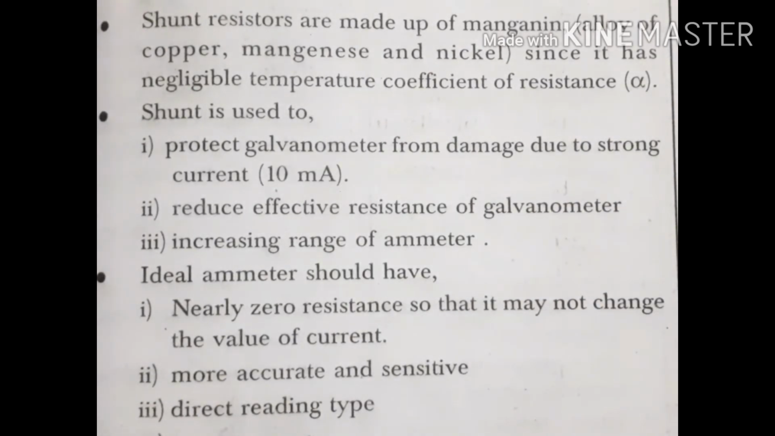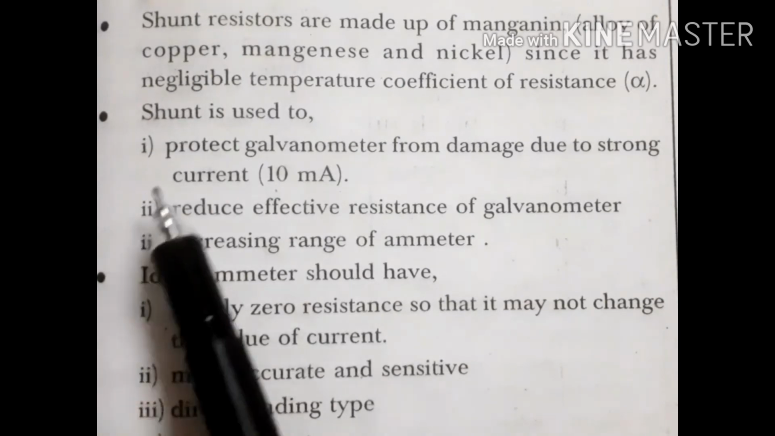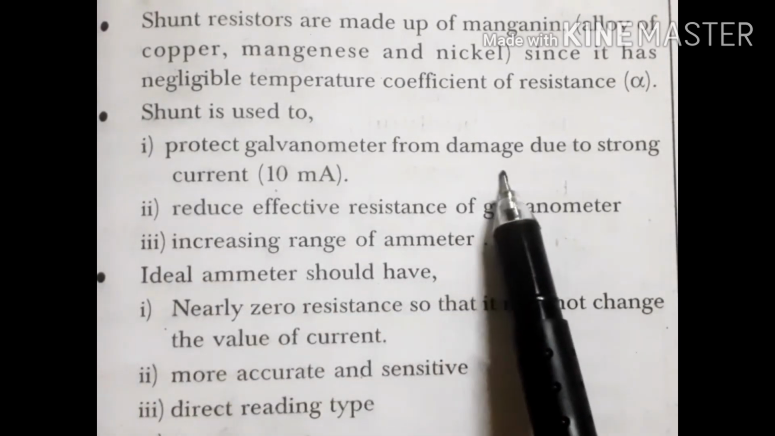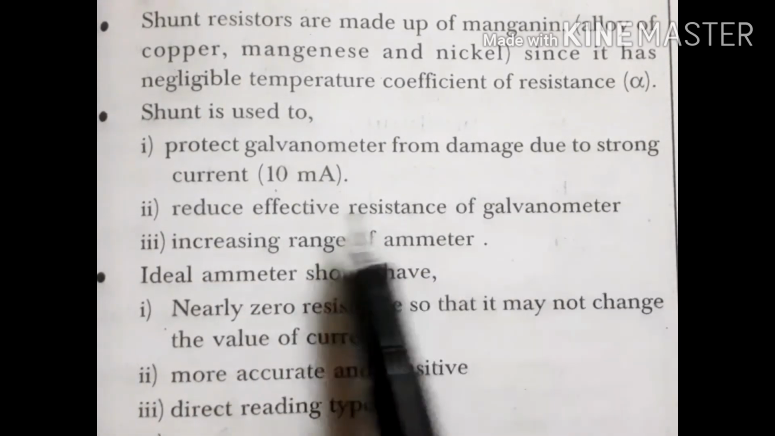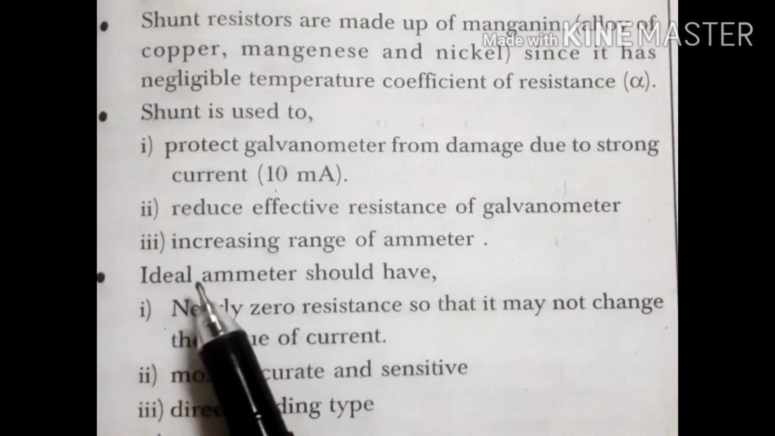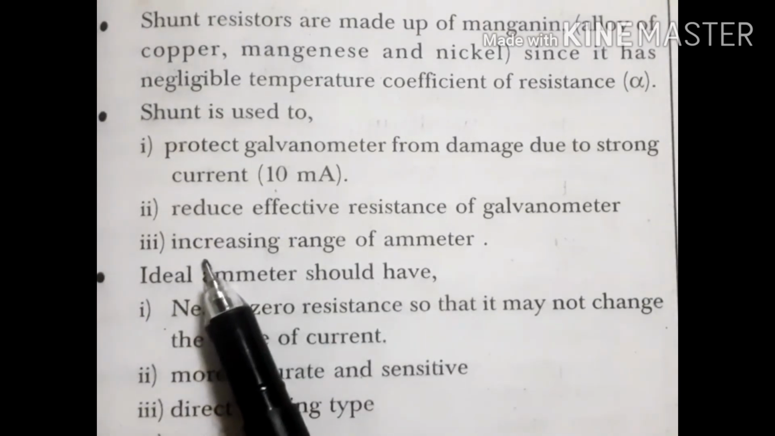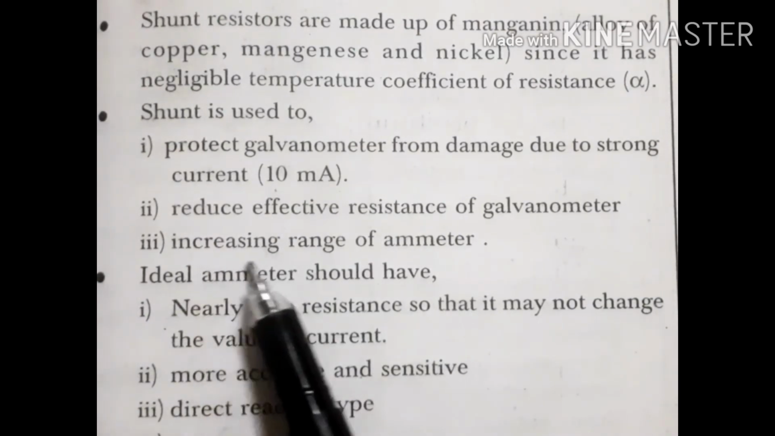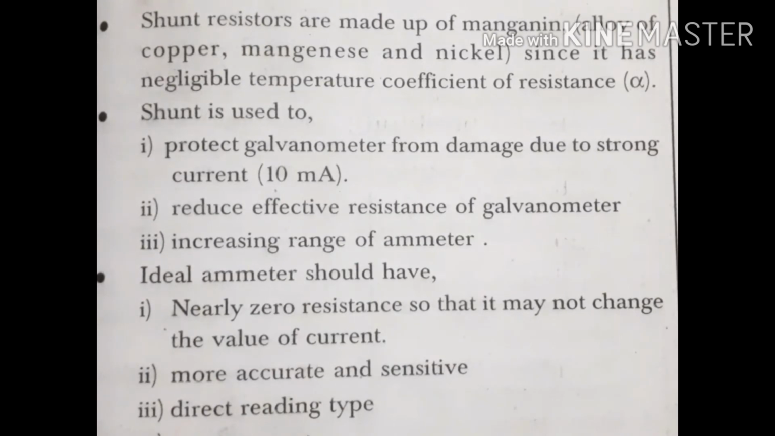The importance of shunt: a shunt is used to protect the galvanometer from damage due to strong current. Because of the shunt resistance, the effective resistance decreases. And because of the shunt resistance, we are able to increase the current handling capacity of that device.